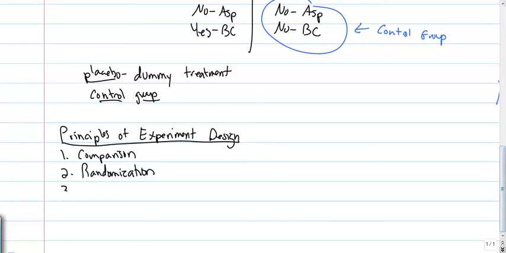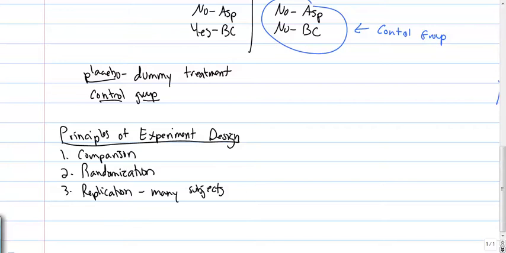And then finally, the third principle is what's called replication. Replication is using many subjects because we want to avoid chance variation in our results. If we just chose one physician for each of those 4 treatments, there might be something different about them. There might be some lurking variable that might also be influencing whether or not they get a heart attack.